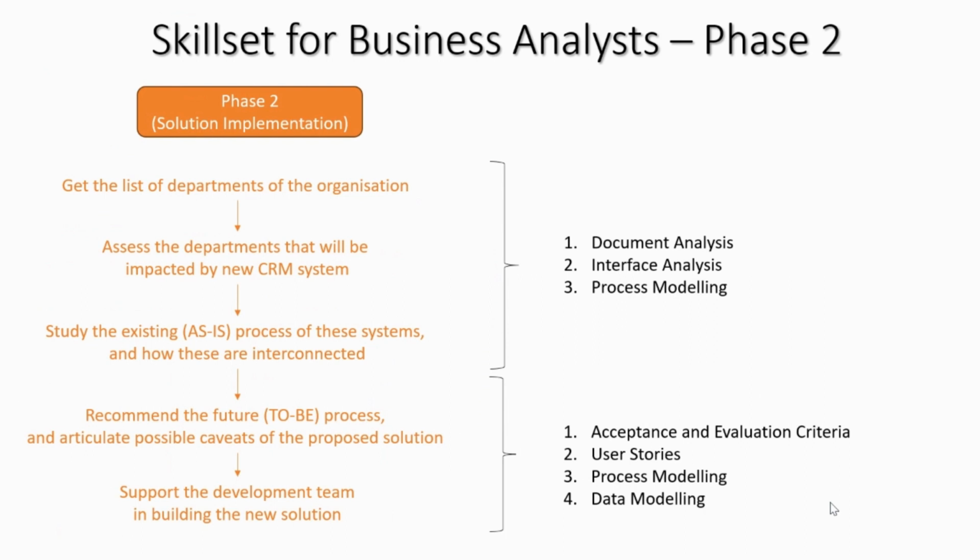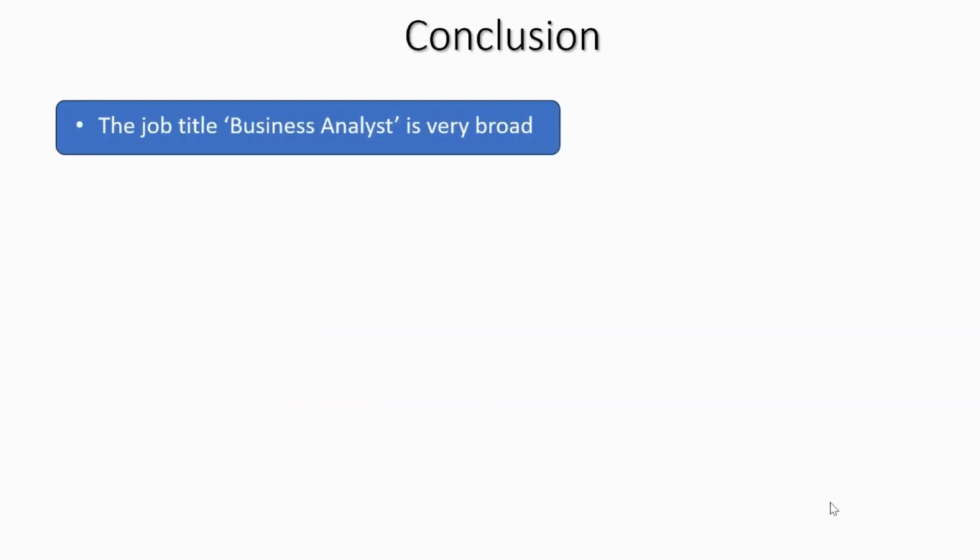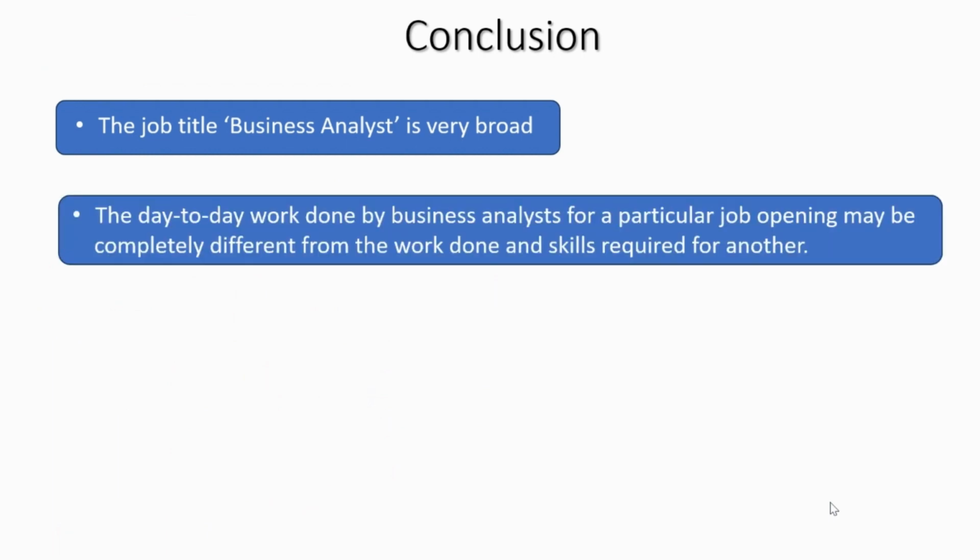With this, we are able to understand that the skill set that a BA may need to possess for phase 1 is completely different from that must be possessed for doing the activities in phase 2. So, we can conclude that the job title of business analyst is very broad, and the day to day work done by a business analyst for a particular job opening may be completely different from the work done and skills required for another.